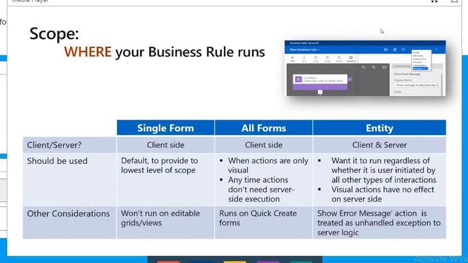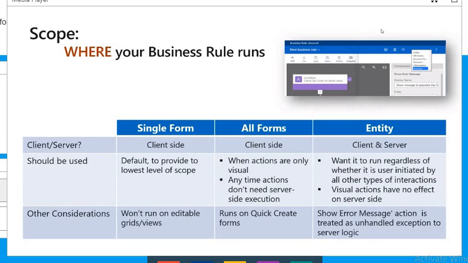So when should it be used in the case of all forms? It's when the actions that you need to apply are only visual. So for example, the actions that you can apply are things like showing error messages, showing and hiding fields. When should it be used at the entity level? When you want that business rule to run, regardless of whether the user is initiating it or it's being initiated programmatically, for example, using plugins or integration jobs or workflows.